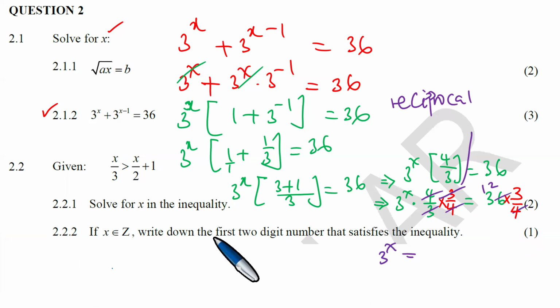Now we come back. We simplify the right-hand side. So what answer do we get here? We'll say 36 divided by 4. What is 36 divided by 4? It's 9. And then we'll times 3. 27. Well done, 27. And 27 is a perfect cube. And then we get 3 to the power x equals 3 to the power 3. Then what is this?